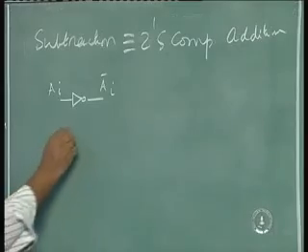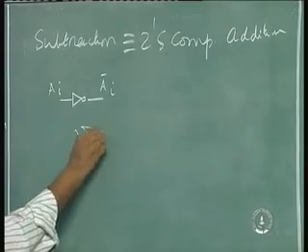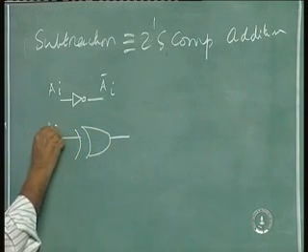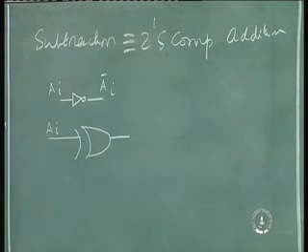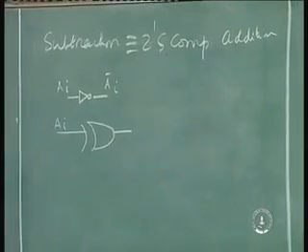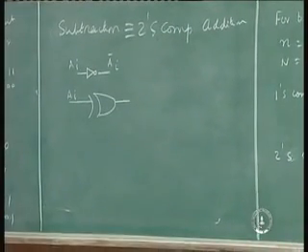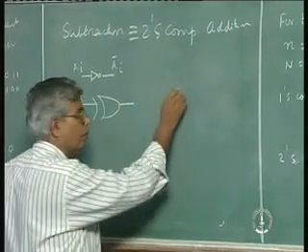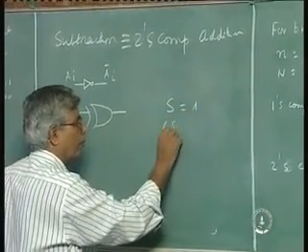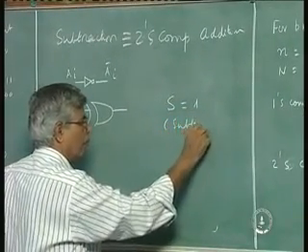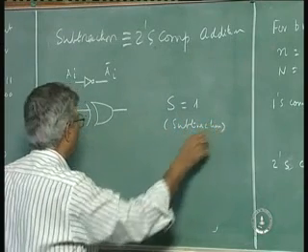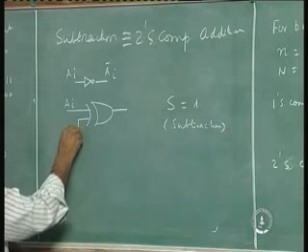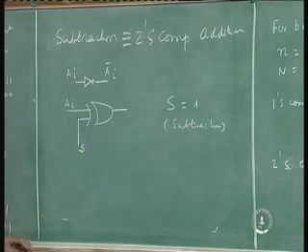Let us do an exclusive OR gate. Suppose I have an exclusive OR gate. This is the number I want to invert, AI. Not always, but whenever I want. When do I want? When S is equal to 1. S is subtraction. Suppose I give my S here. The second input is A.